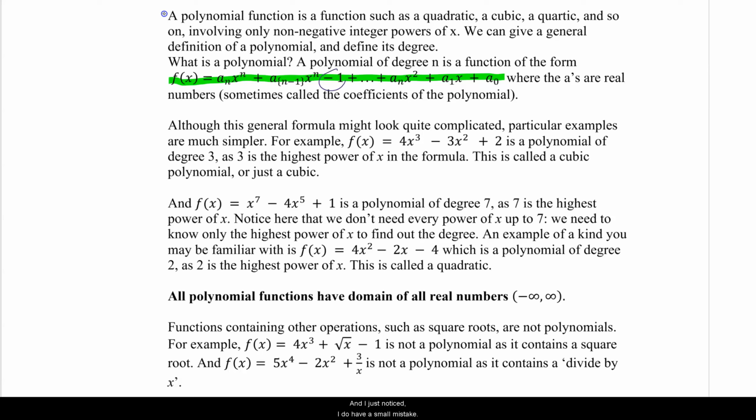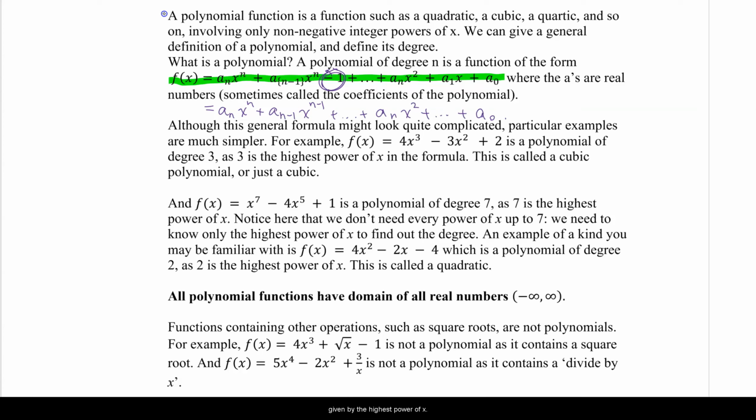And I just noticed I do have a small mistake. That piece right there, a m minus 1 x to the power m minus 1, this minus 1 should be up with the exponent, not down. So apologies on that in my notes.